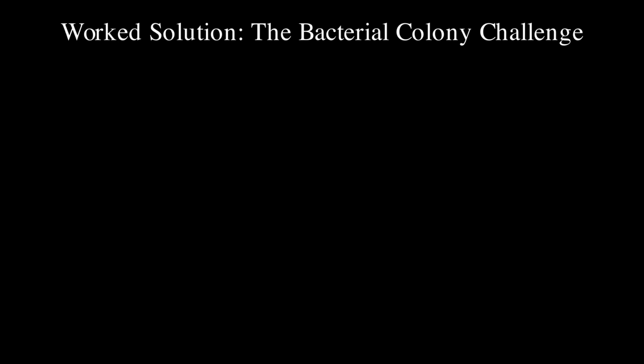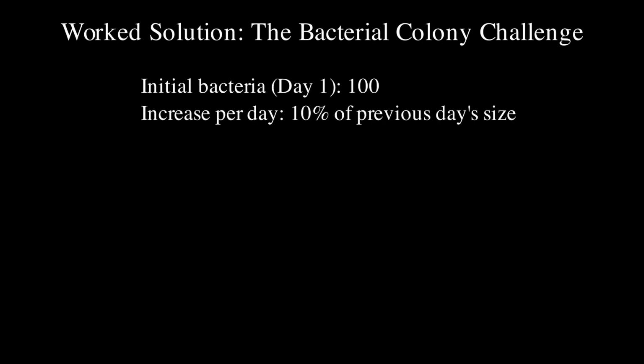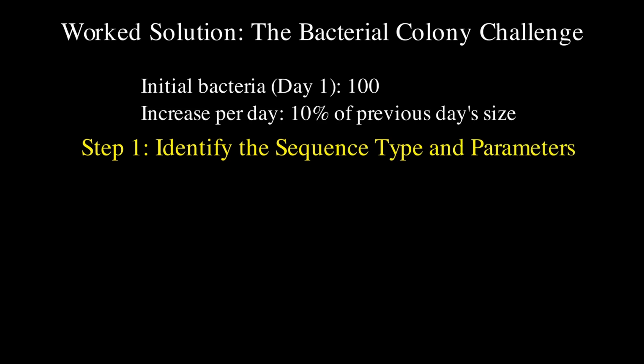Now that we have these definitions, let's apply them to our bacterial challenge problem. Now, in step 1, we identify the sequence type and parameters. We know that on day 1, there are 100 bacteria, so our first term U1 is 100.